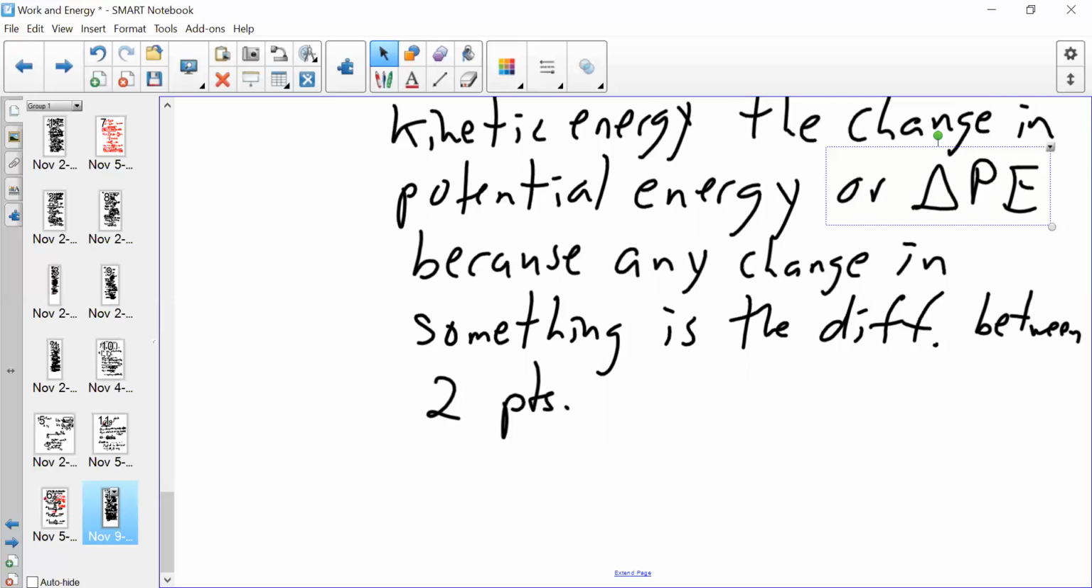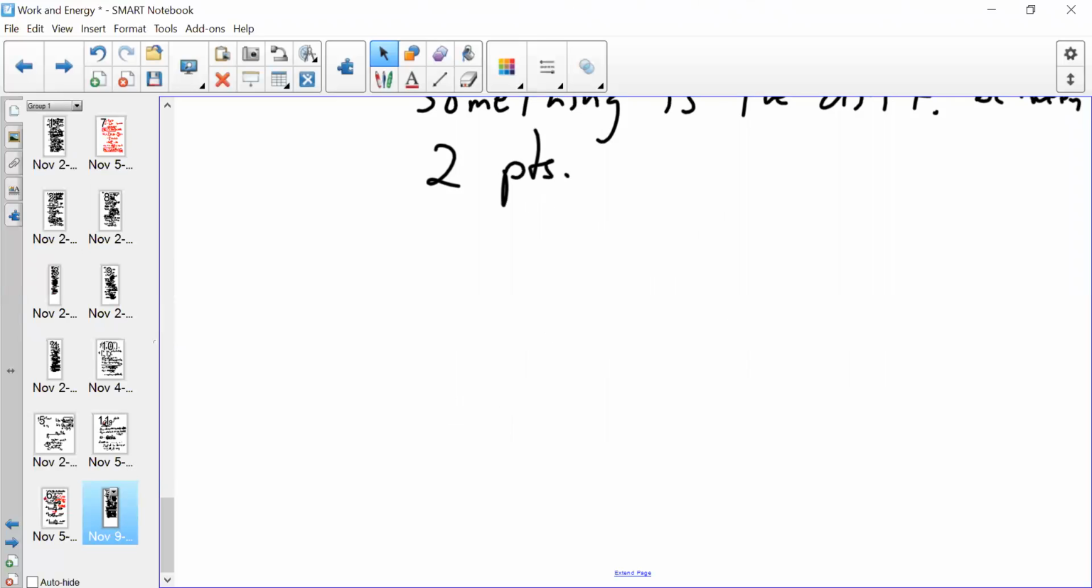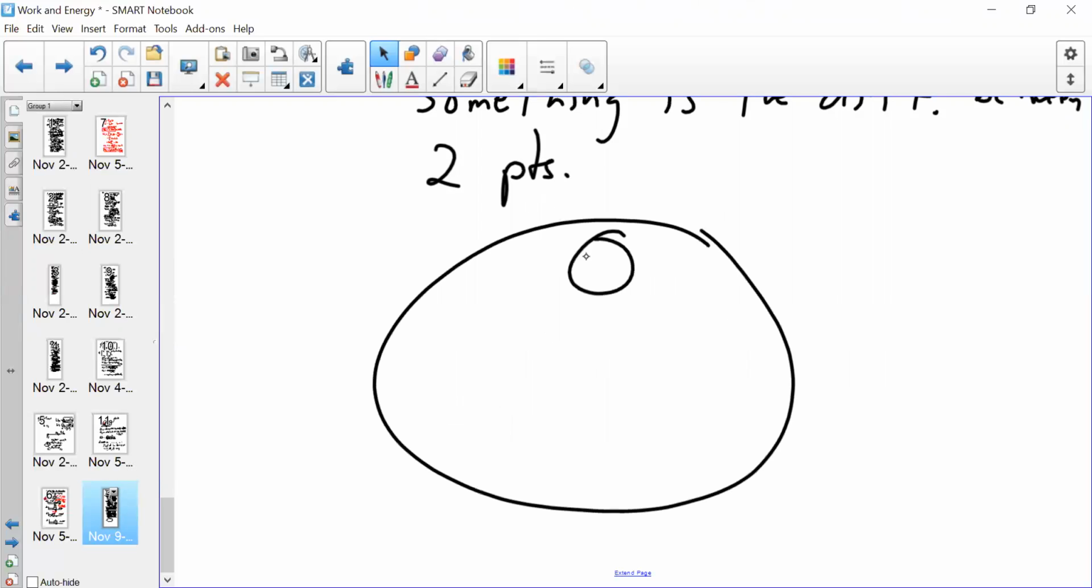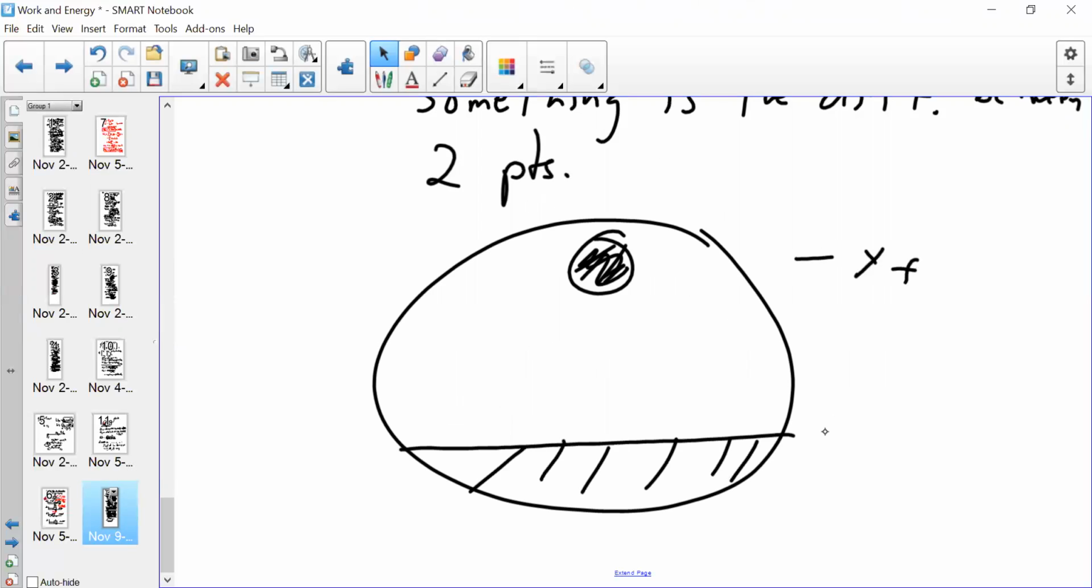Okay, so let's go back to this diagram. Ball stationary. Earth. We have this final point, this initial point. That's why I just keep that figure in mind for us. We have negative FG delta Y.